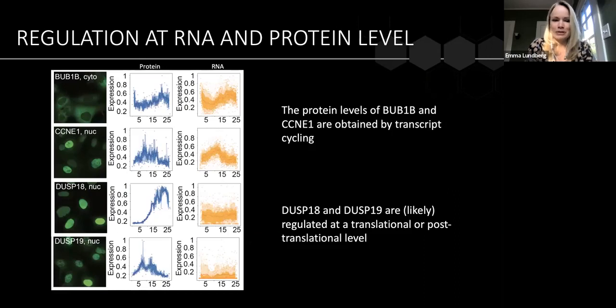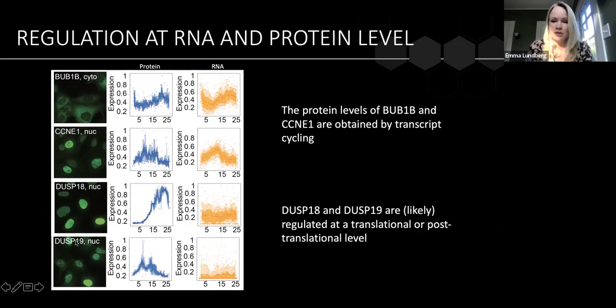So to show you some real data, at the top here, you see two well-known cell cycle regulators, BUB1B and cyclin E1, and these are typical profiles that we get. They're a bit noisy because of the FUCCI system being a bit noisy, but still accurate enough so that we can see temporal profiles. So we see this temporal profile at the protein level and also at the RNA level for both these proteins. And it's known that they are regulated by transcript cycling. So this all makes sense.